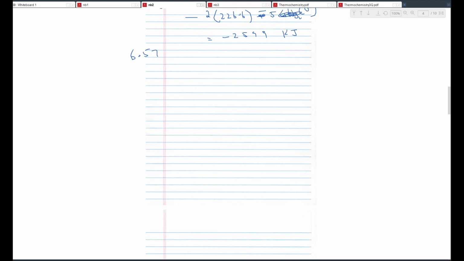Okay, 6.57. Find the standard enthalpies of formation, calculate delta H reaction. The same thing we have to do. But whenever you are taking the values, be careful, you also have to take the values of the same state. If they are saying liquid, take it for the liquid because maybe the solid value is different.